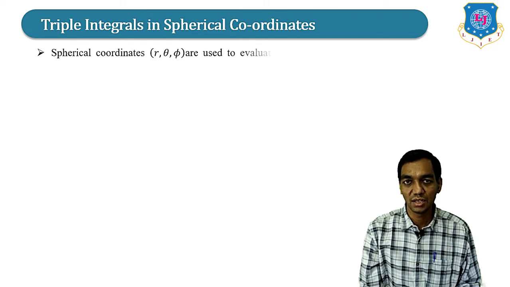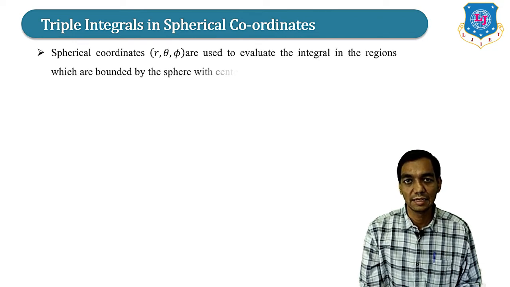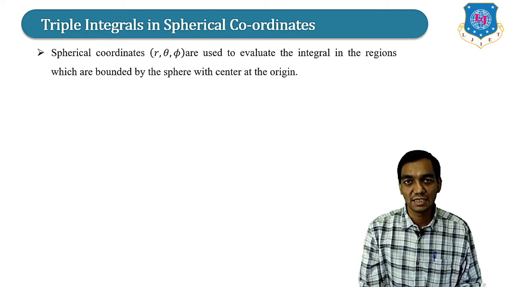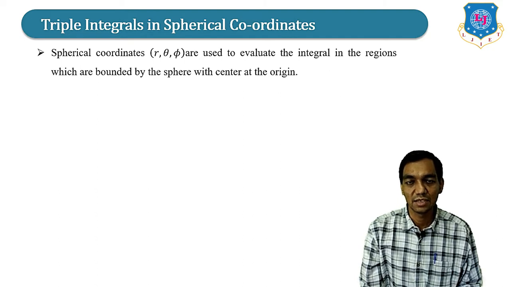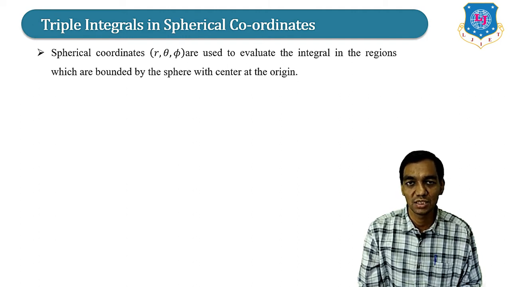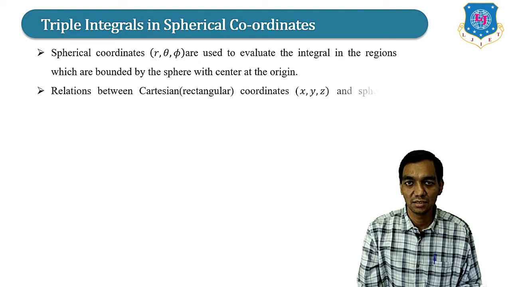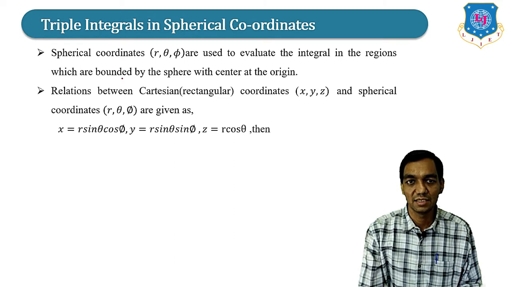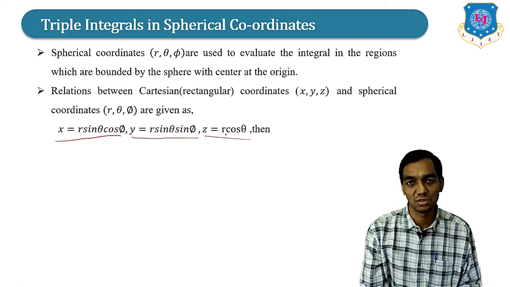Now, the spherical coordinate system is in the form of r, theta and phi. See why we are considering it as a spherical coordinate: whatever suppositions we are going to take will satisfy the equation of a sphere, and the center is going to be 0, 0, 0. Now, the relation between Cartesian and the spherical coordinate system is given as x is equal to r sine theta cos phi, y is equal to r sine theta sin phi, and z is equal to r cos theta.